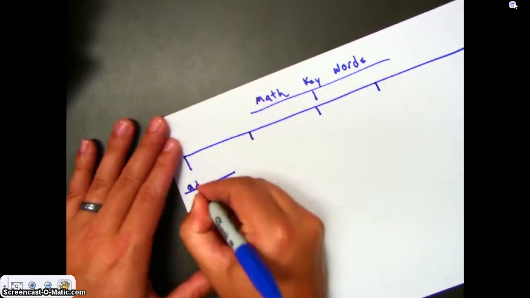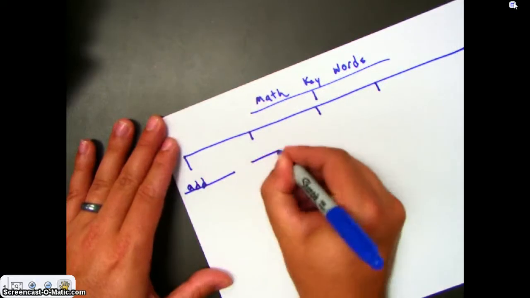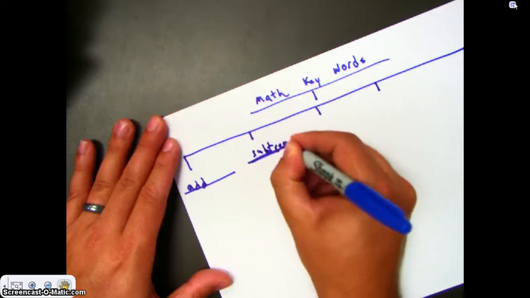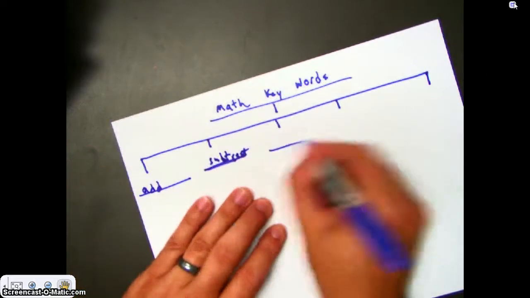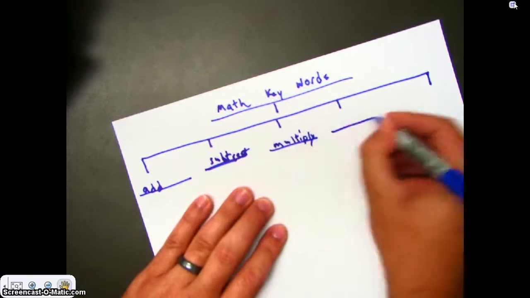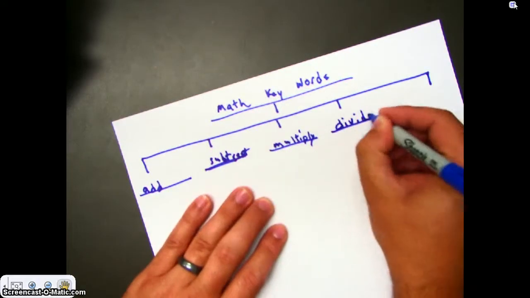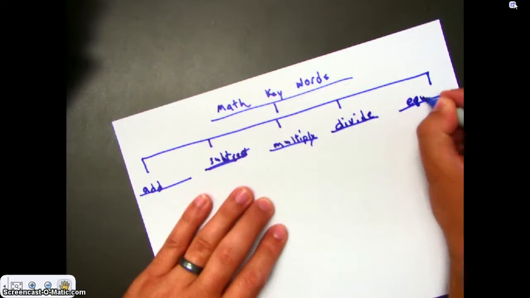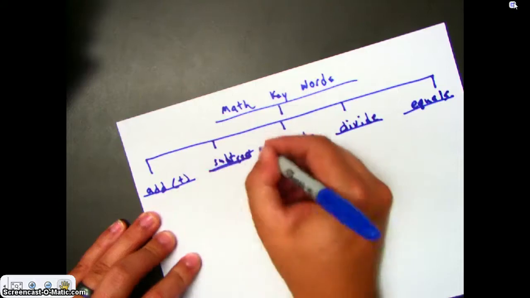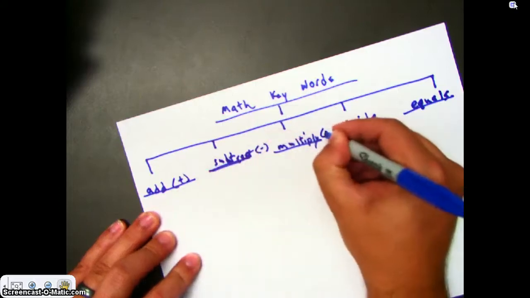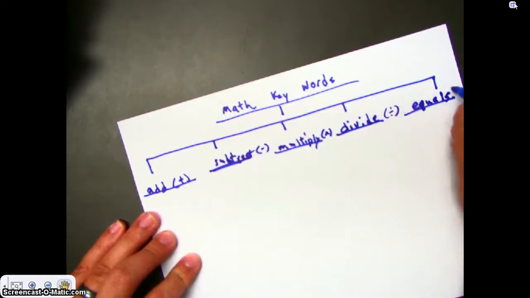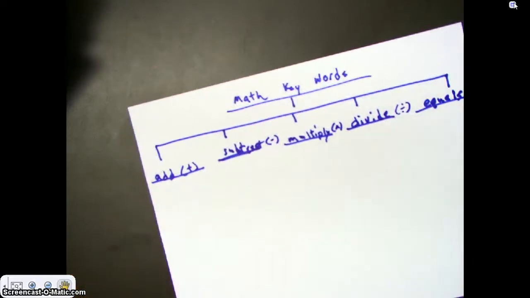So here we'll put add. Here we'll put subtract. Should be a D there. Multiply. Divide. And then equals. So add, like that. Subtraction. Although we're going to use an X less than labs, I'm just putting the X there for now. Division and equals. So underneath this, we'll put all the keywords.